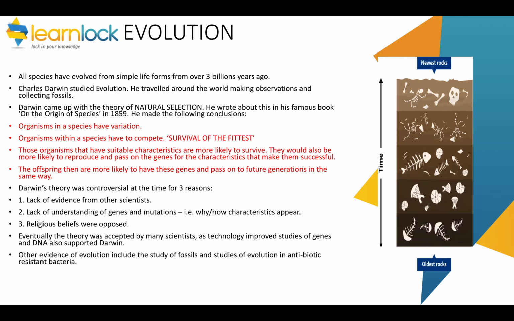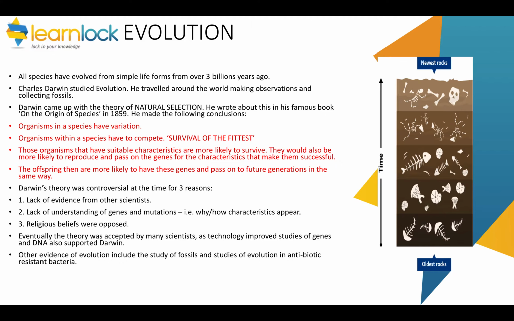They would therefore also have been more likely to reproduce and pass on the gene for that characteristic that made them successful in the first place. And then the offspring would have these genes, or be more likely to have these genes, and pass them on to their future generations, and so on. And those that were not very well adapted wouldn't survive, and that feature wouldn't evolve.